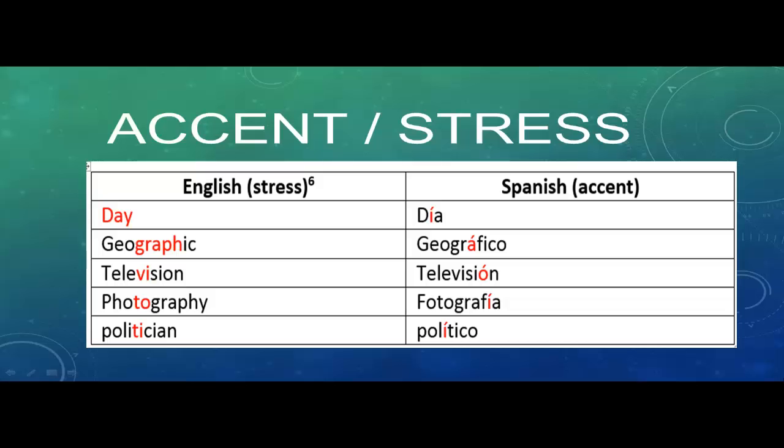The second difference is that in Spanish, some words have stress, which is symbolized with a diacritical mark over the vowel, contrary to English, where the stress is marked in a syllable and there is no symbol over the vowel.